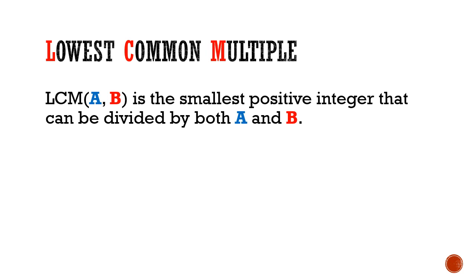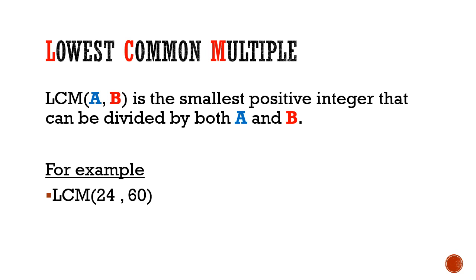This brings us to the lowest common multiple. The lowest common multiple of two numbers, call them a and b, is the smallest positive integer that can be divided by both a and b. Let's take, for example, the LCM of 24 and 60. Well, that number is 120. We can check that 120 is divisible by 24, 120 is also divisible by 60, and there is no smaller number that can do the same.